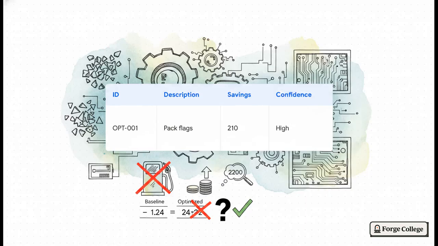Our table is growing. It now has 4 columns: the ID, the description, our estimated savings of 210 gas, and our high confidence rating. Oh, and a quick pro tip for you here. If you ever look at this table and see negative savings in that column, you probably made the classic rookie error of transposing your baseline and optimized columns. Actually, it happens all the time, so always double-check your math.